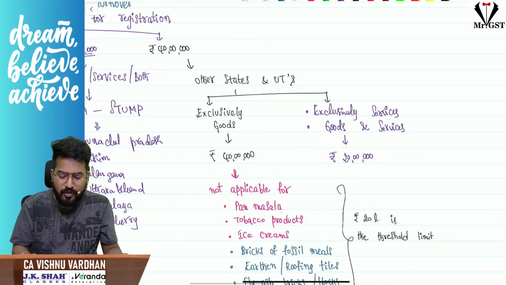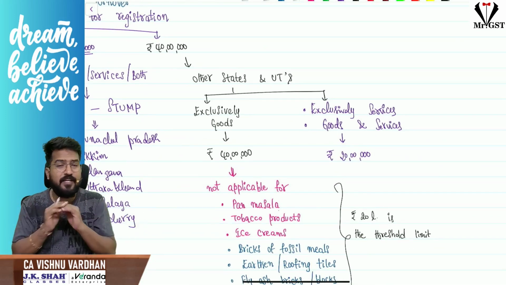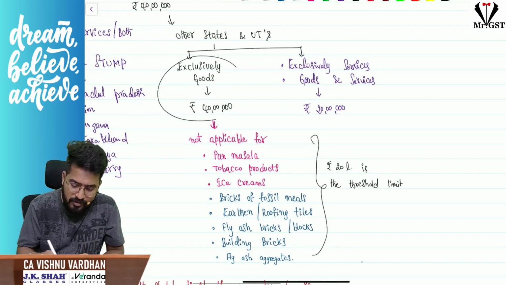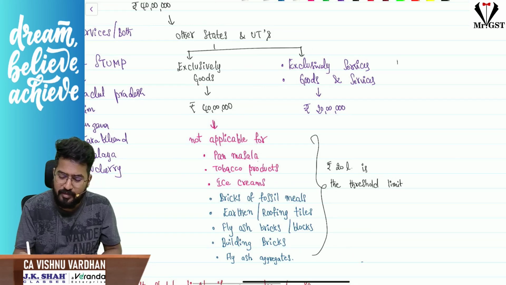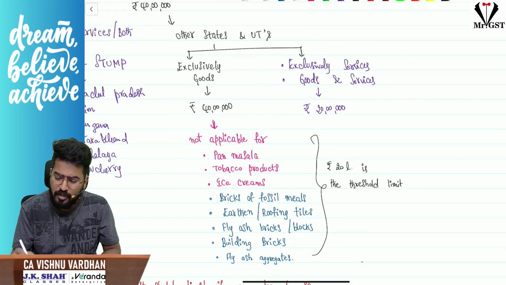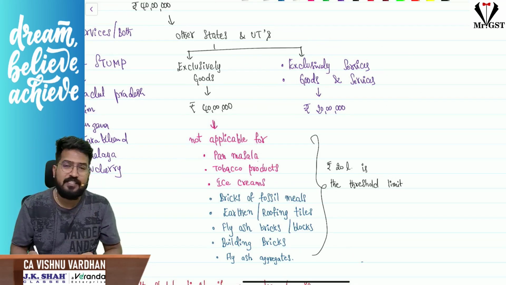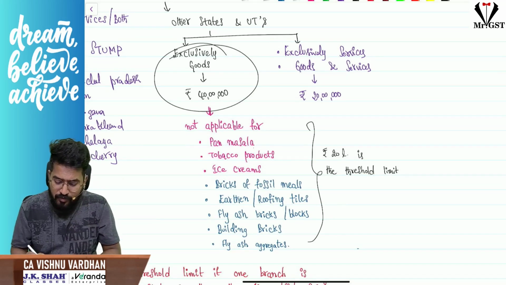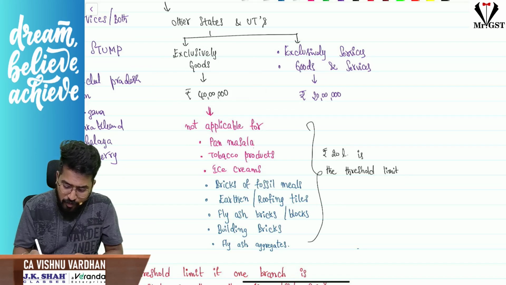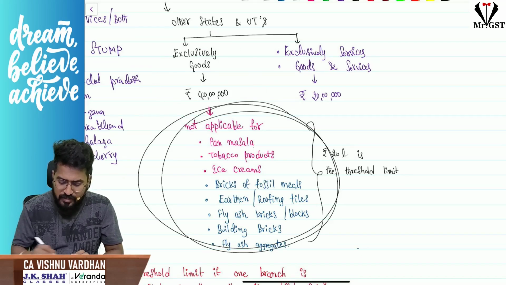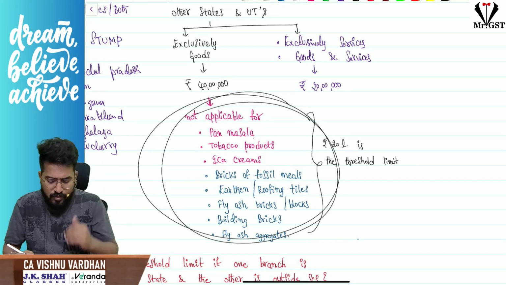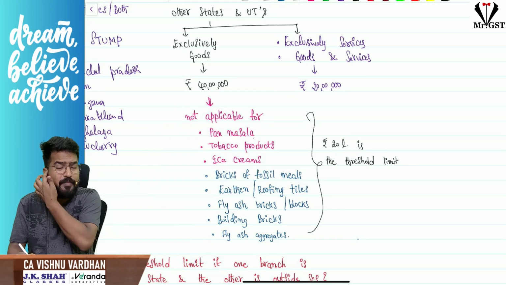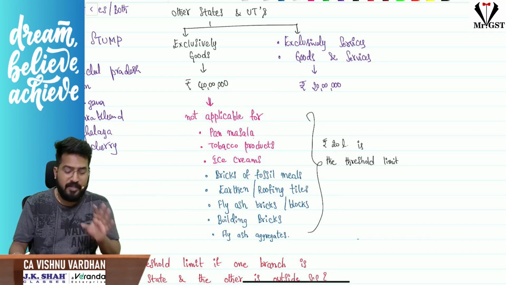Now coming to the other part: all remaining states and union territories are part 3. Here, if you are exclusively dealing with goods, then it is 40 lakhs. If you are dealing exclusively with services, or both goods and services, then it is just 20 lakhs. But even if you are exclusively dealing with goods, if you are dealing with special products like pan masala, tobacco, ice cream, bricks, fossil fuels, earthen or roofing tiles, fly ash bricks and all that stuff, the 40 lakh limit is not applicable. Only the 20 lakh threshold limit is applicable for these people.